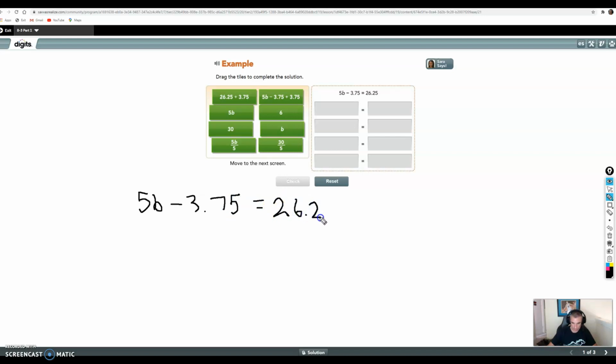Okay, remember from the previous page, we always undo addition and subtraction first. Well, in this case, we're subtracting, right? I want to get b all by itself, so I need to undo addition or subtraction first. So we're going to go ahead and add 3.75 to both sides. Remember, you do the opposite. Since I'm subtracting 3.75, I add 3.75. Whatever I do to one side, I have to do to the other. Make sure you line up your decimal points correctly.